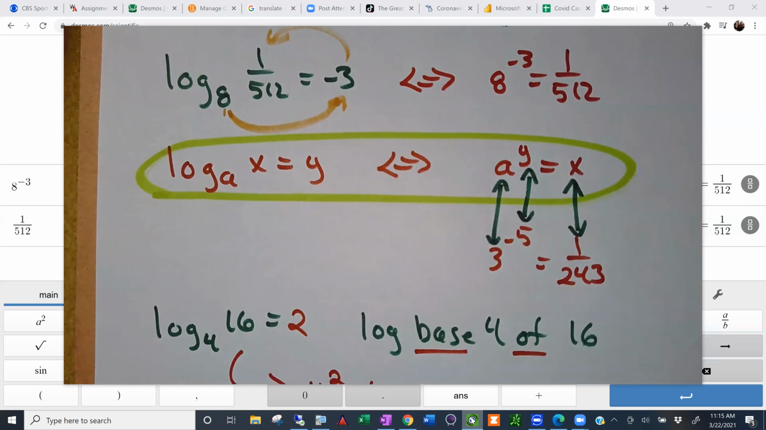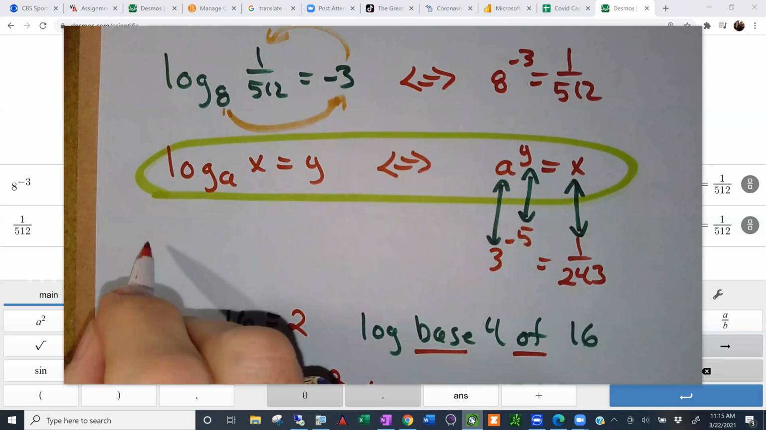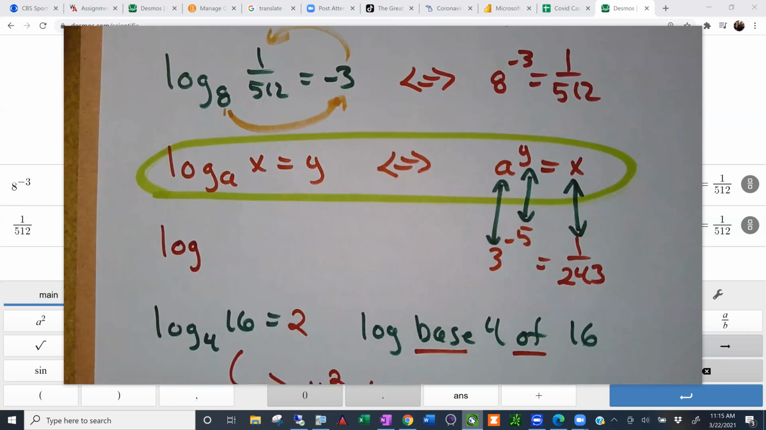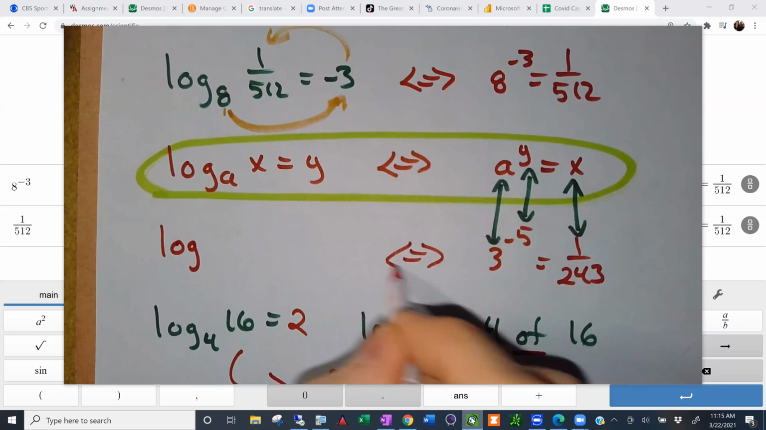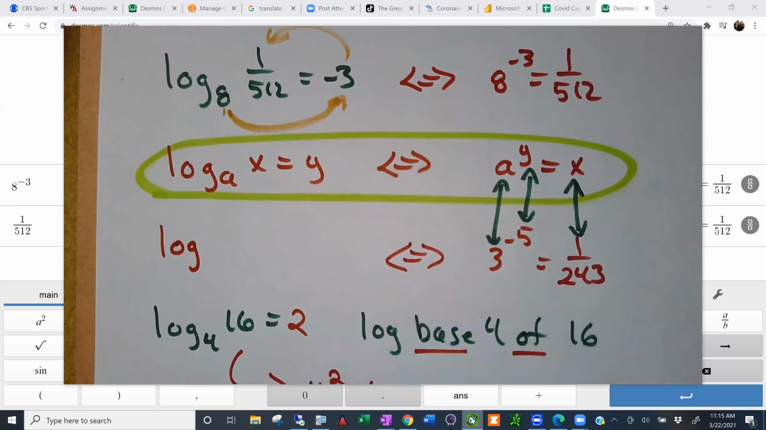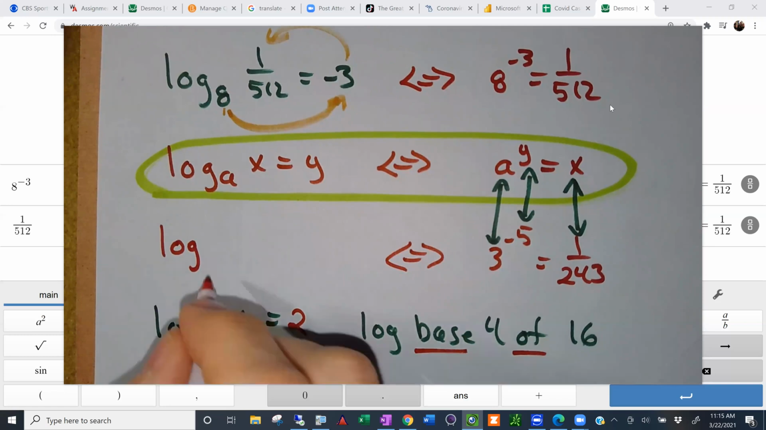So when it comes to plugging things in over here, I want the log base A. Well, what's A for me over here? What was A? 3. Thank you. So log base 3 of X.